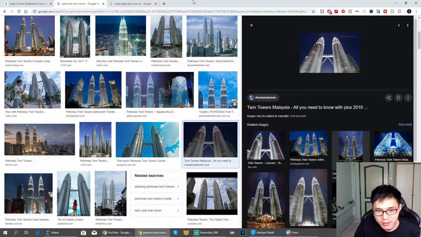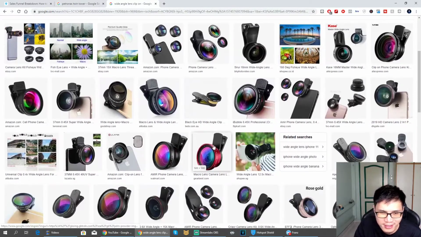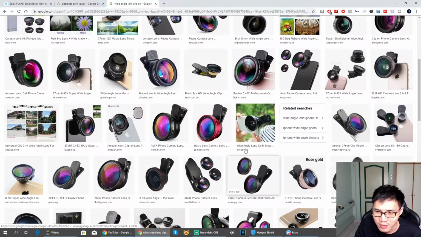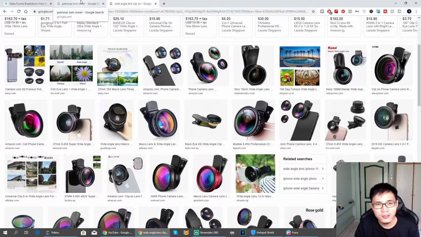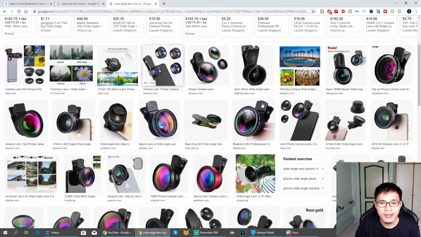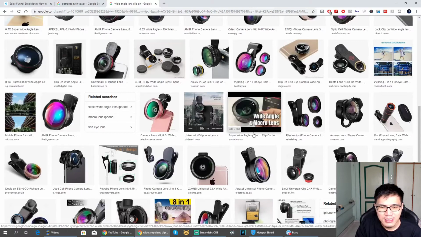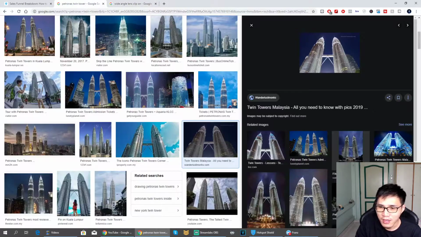But wait, that's not the main point. The main point is that I bought something so common. This kind of lens that you can clip on your phone, you started seeing it so many years ago. I still bought one from him at roughly 15 Singapore dollars. It's not very expensive, but he actually wanted to sell it at around 28 Singapore dollars, and I negotiated down the price.